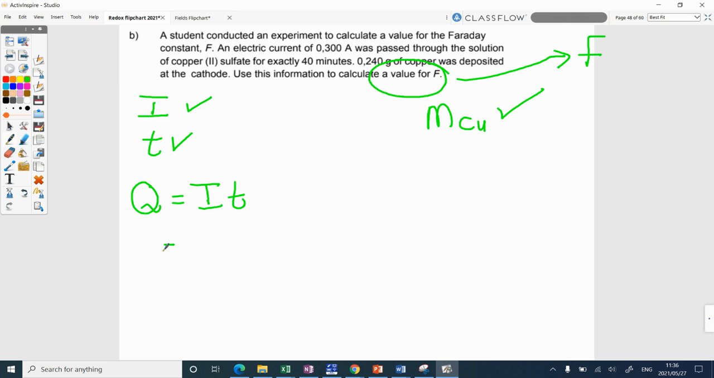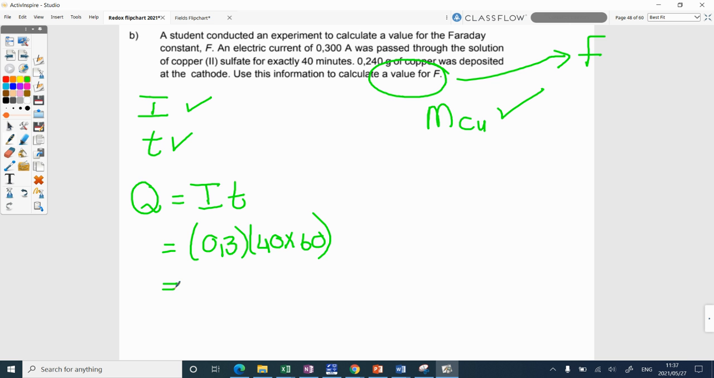Please just start. Don't think, oh, this is a weird question, I'm not going to do it. If you get a question like this, you can start using Q as IT. So you guys are already there. The current is 0.3 and it's done for 40 minutes. Can I use 40 minutes? So it's 40 times 60 again.